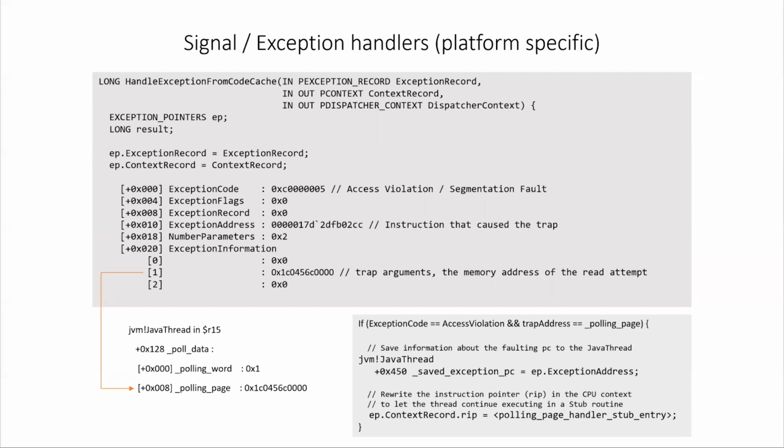The operating system also provides us with the CPU context in the state it was at the time of the trap. We can now, in the signal handler, rewrite the CPU context. That is, we can modify the instruction pointer, or RIP, so that instead of pointing to the original Java code that trapped, it will point to a specific stub routine. When the thread is resumed after unwinding all the exception handlers, the operating system reloads this now modified CPU context, and the thread continues running in the specified stub routine instead of the original Java code.